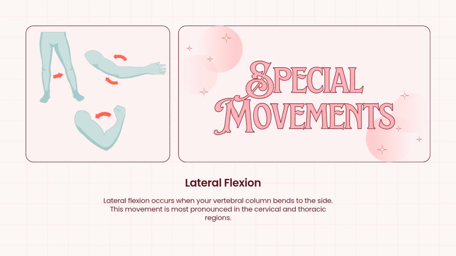Lateral flexion occurs when your vertebral column bends to the side. This movement is most pronounced in the cervical and thoracic regions.